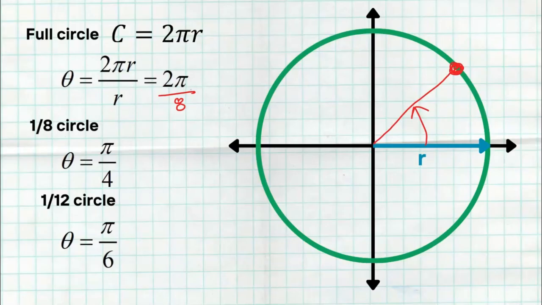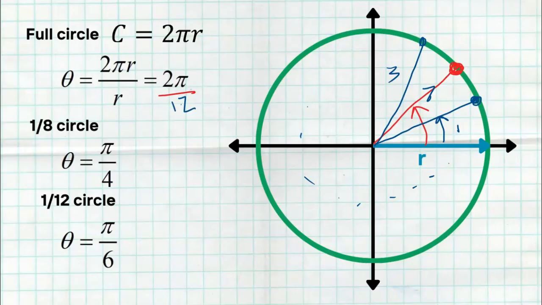And I could even do a 12th of a circle. A 12th of a circle would be if I divide it into 12 slices. There'd be 1, 2, 3, and then 4, 5, 6, 7, 8, 9, 10, 11, 12. So this right here would be about a 12th of a circle. So dividing by 12 instead of 8, if you take 2 pi radians, a full circle, divided by 12, you get pi over 6.